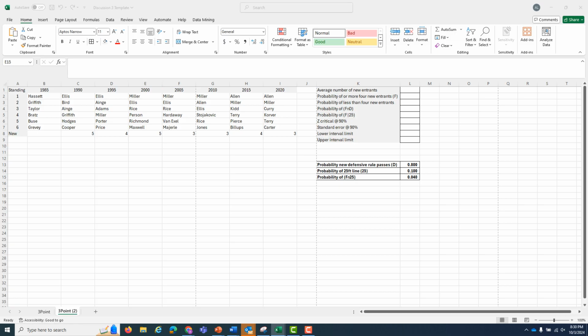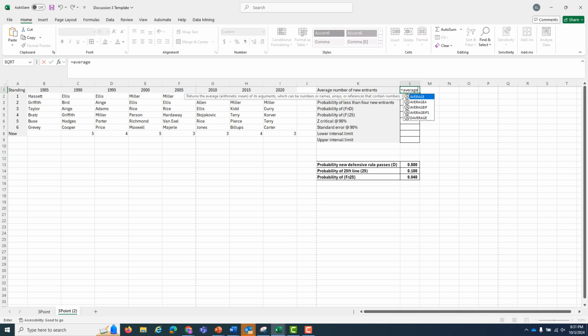So the first thing I'm asked to find is what is the average number of new entrants over this period? Well, all I can do here is find the average of all of these numbers that I found. So I'm going to use the average function, type in equals average, and then I'm just going to grab that range of data. And we see right here that on average over this time frame, every 5 years, 3.857, so almost 4 players, move into the top 6 all-time in 3-point field goals made.